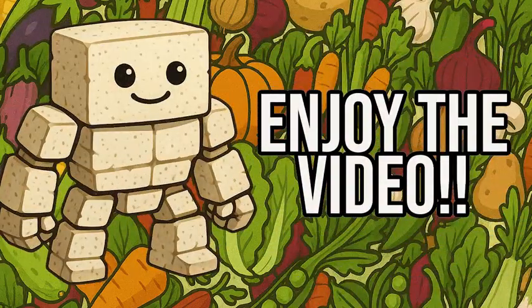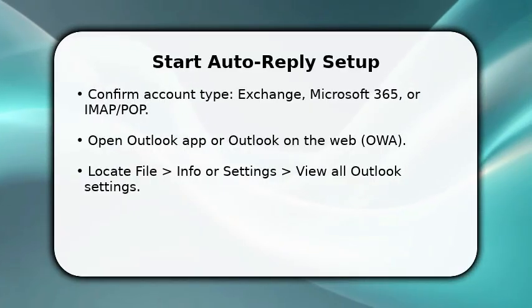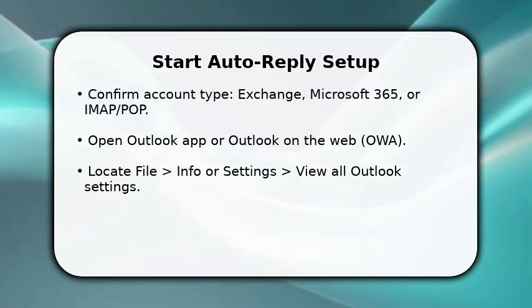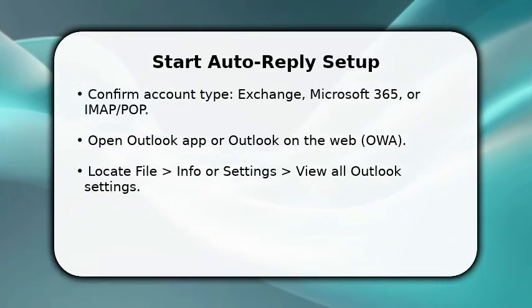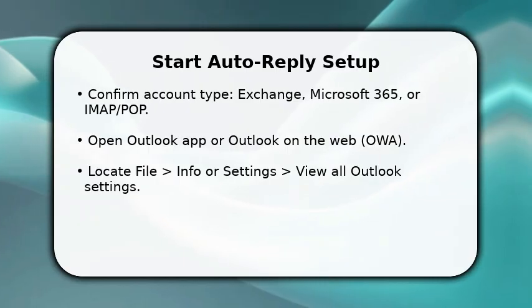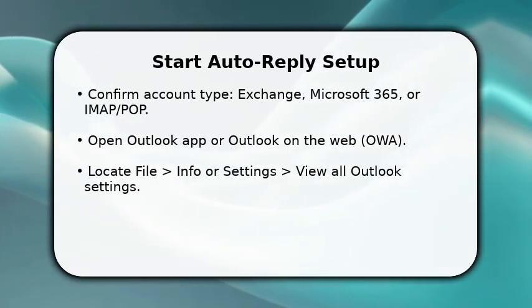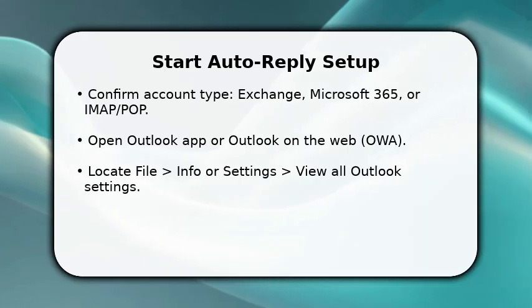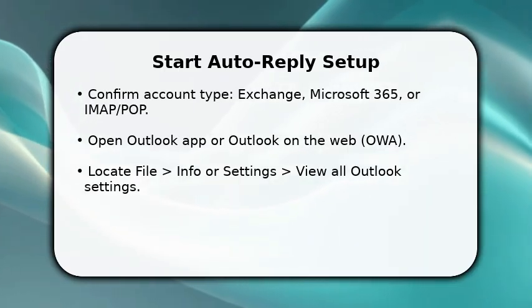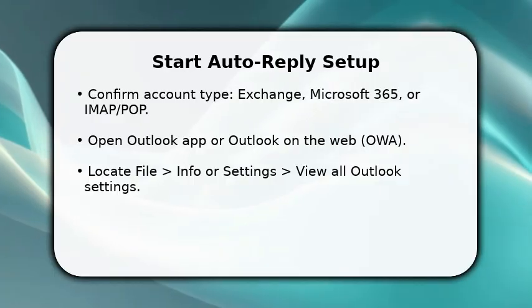Please enjoy the video. You begin by confirming your account type, because the steps differ for Exchange versus IMAP. Open Outlook Desktop or Outlook on the web and go straight to File Info or Settings. View all Outlook settings. Once done, select Automatic Replies or Mail Automatic Replies.